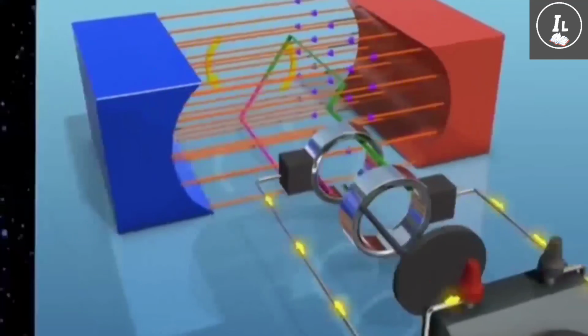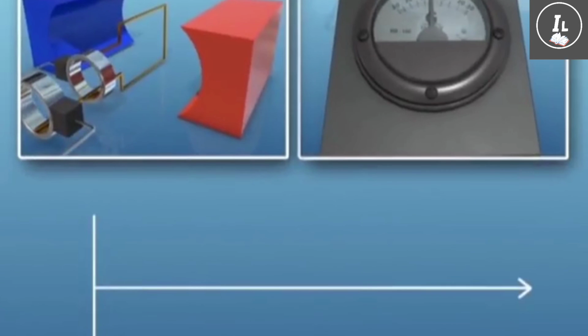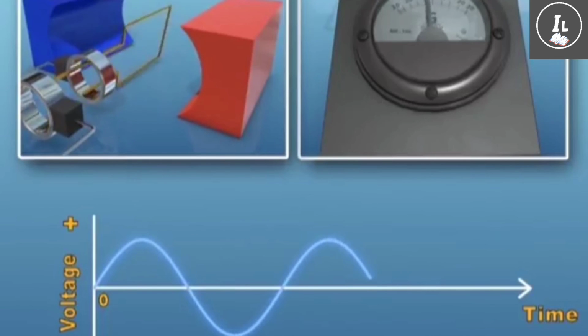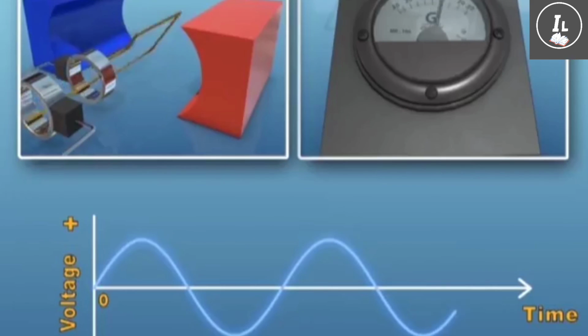If we plot a graph between the induced EMF and time, we will observe that the induced EMF shows sinusoidal behavior. It can be seen from the graph that the direction of the current keeps on changing with time, which again shows the alternating nature of induced current.